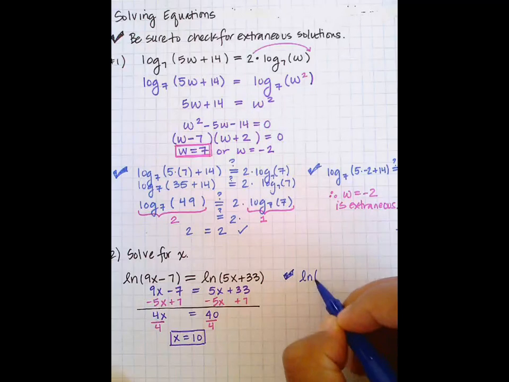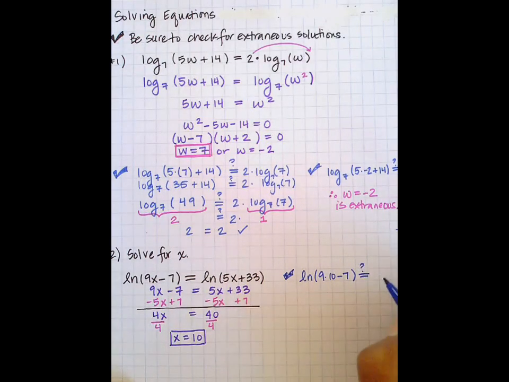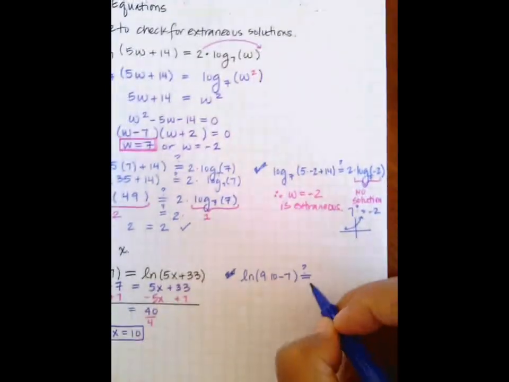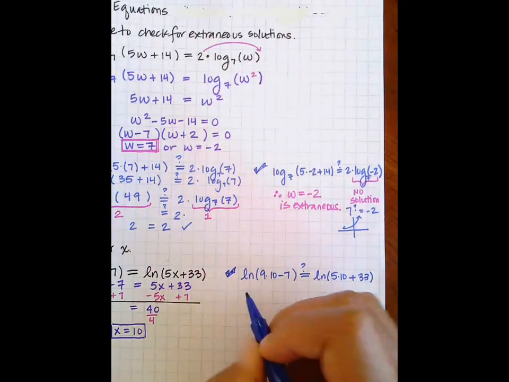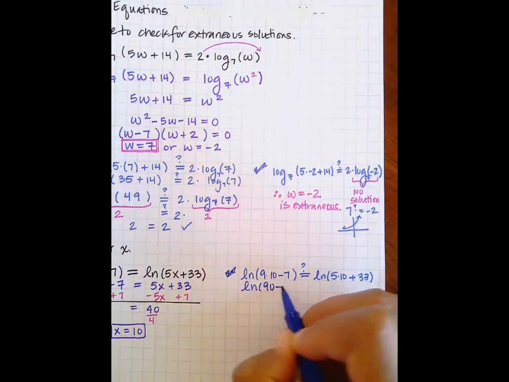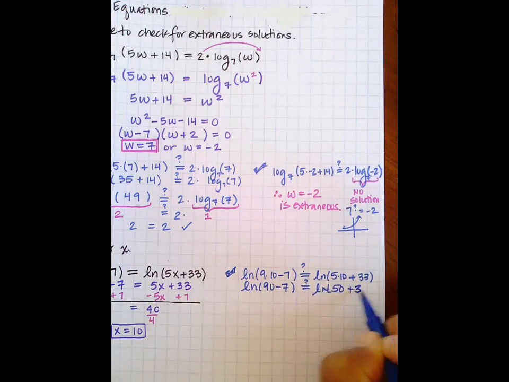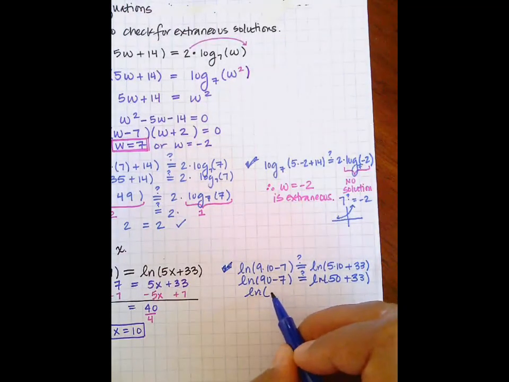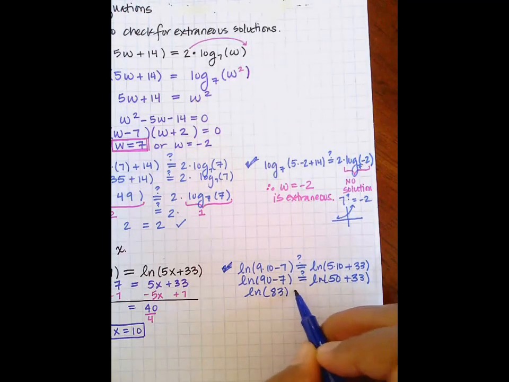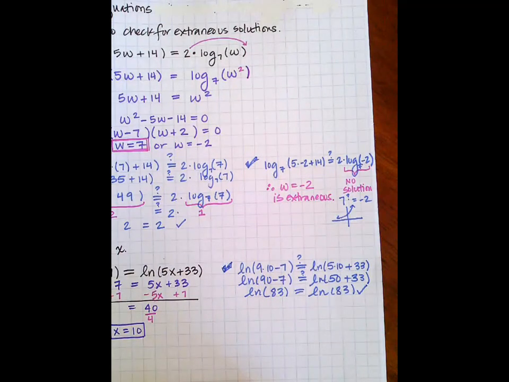Is the ln of 9 times 10 take away 7, does that really equal the ln of 5 times 10 plus 33? So here we've got the ln of 90 minus 7, wondering does that equal the ln of 50 plus 33? And so here, 90 minus 7 is 83, and does that really equal the ln of 50 plus 33, which is 83? So check. That solution did work out.